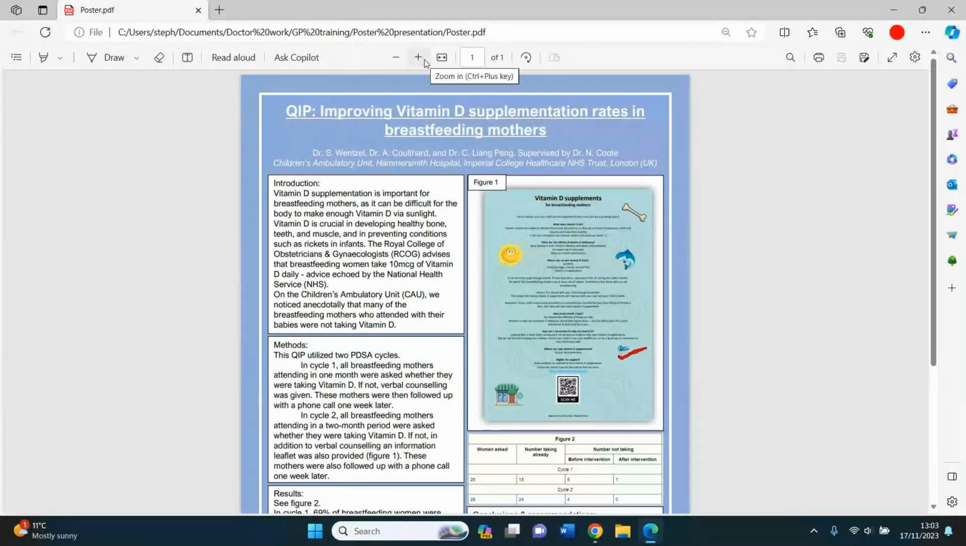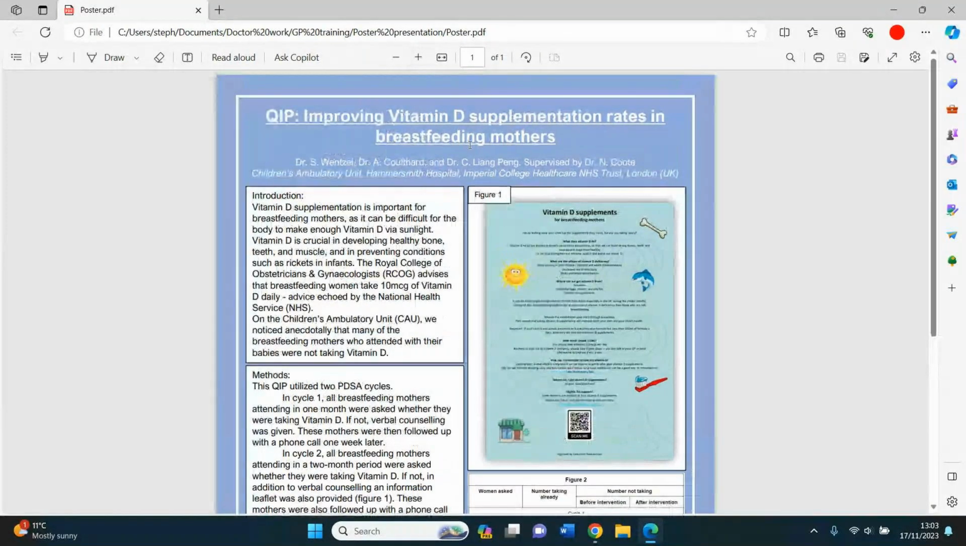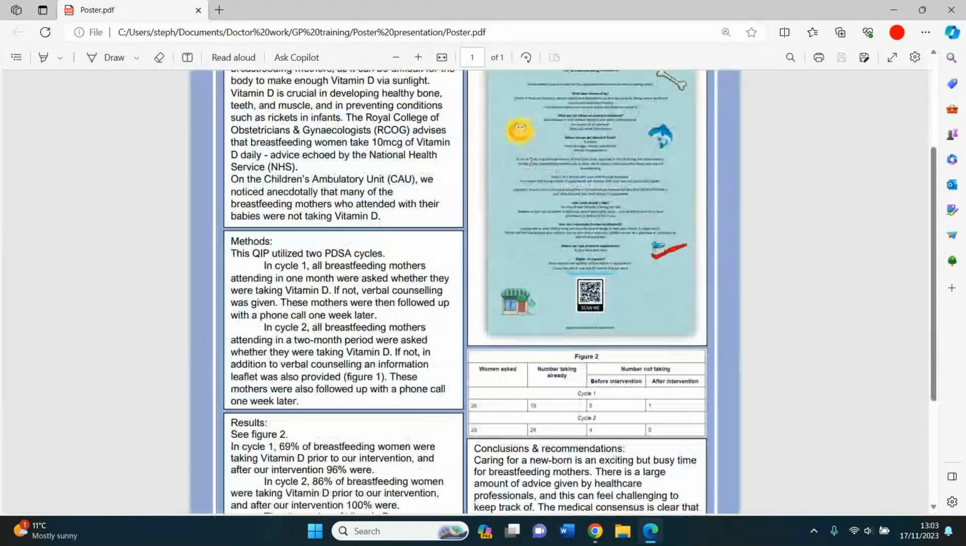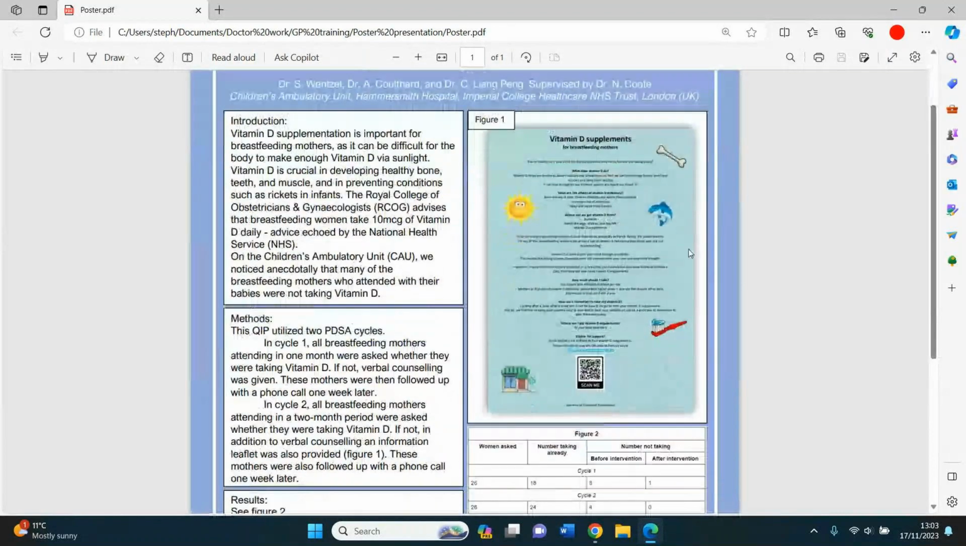You can see the leaflet here in figure 1. Essentially, the leaflet just detailed what vitamin D does, what the effects of deficiency are, where it can be obtained from, and how much should be taken. The other thing we also made sure to include was some information for mothers who are eligible for support.